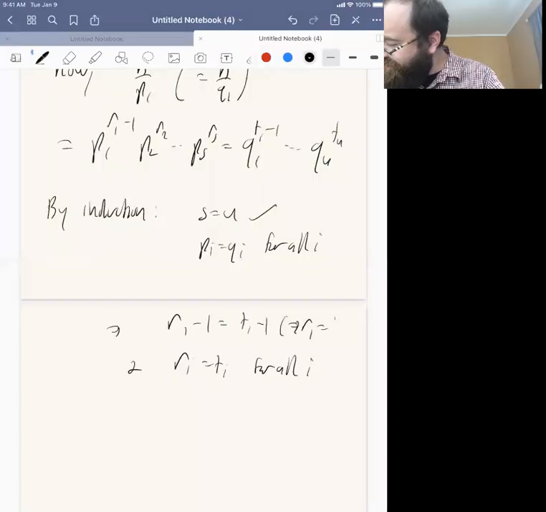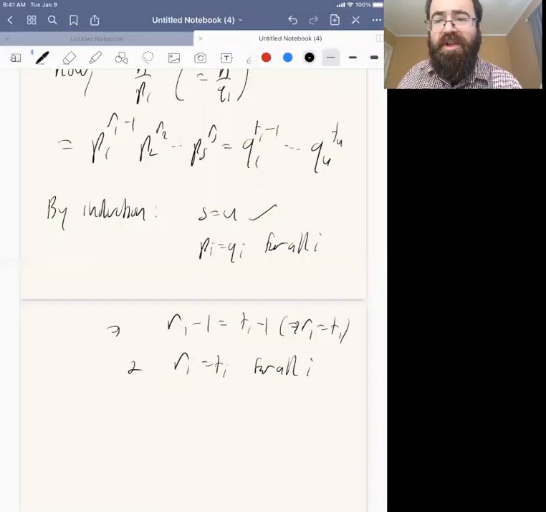So this tells you that all of the different numbers that appear in the decomposition are the same. And so guess what? We win, and the factorization is completely unique. Okay?